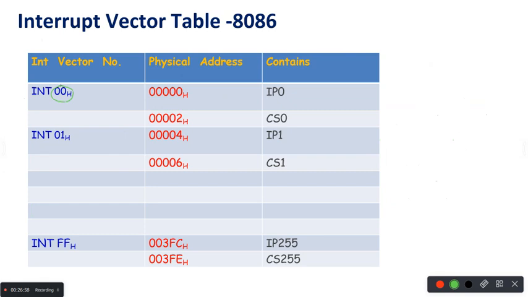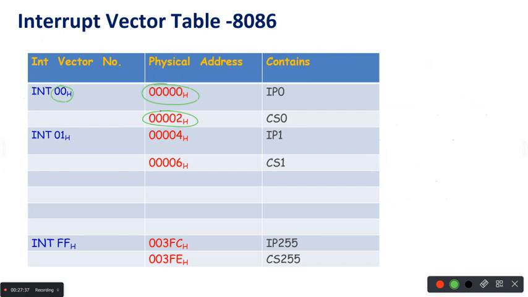Every interrupt has its own interrupt service routine. And those interrupt service routines are stored in some code segment and some IP, yes or no? Correct. That is what this interrupt table says. For example, for interrupt 0, your instruction pointer is 00000, and your code segment address is 00002. It's fixed.